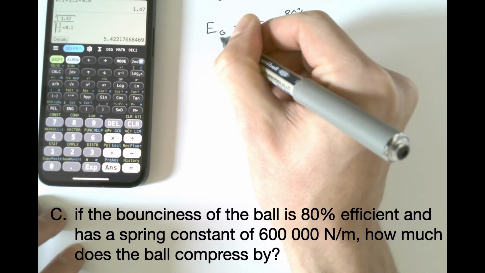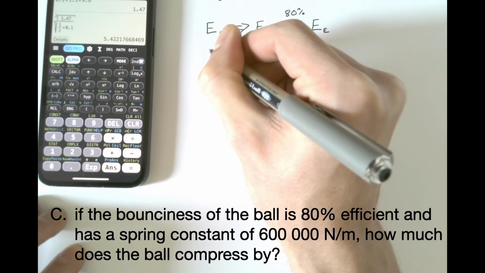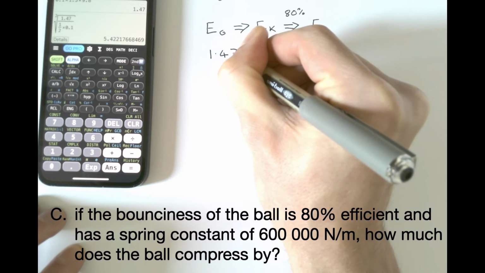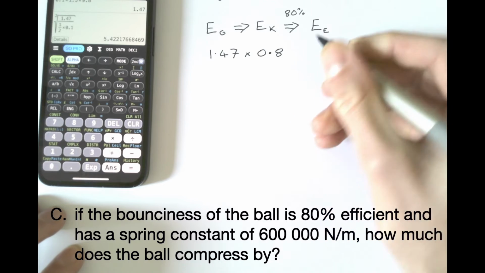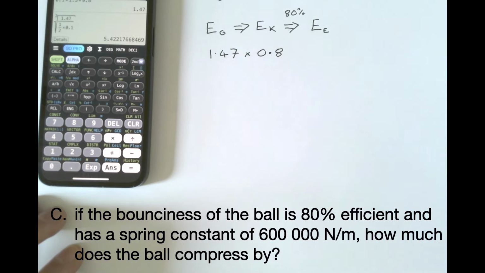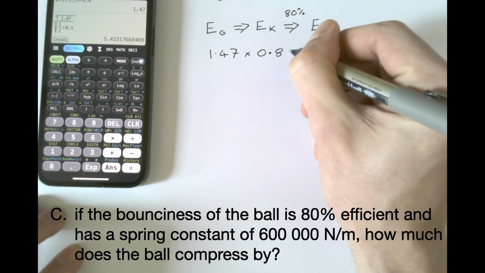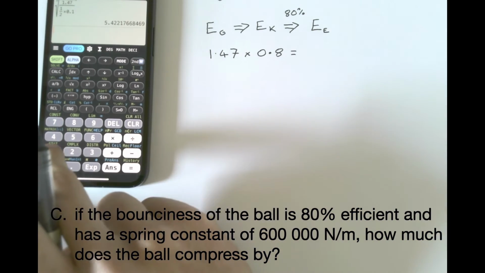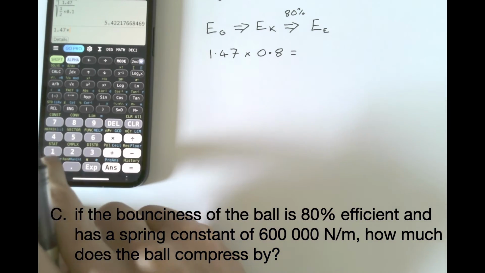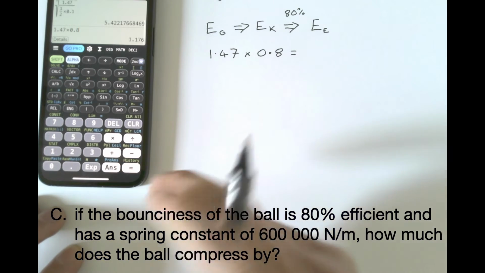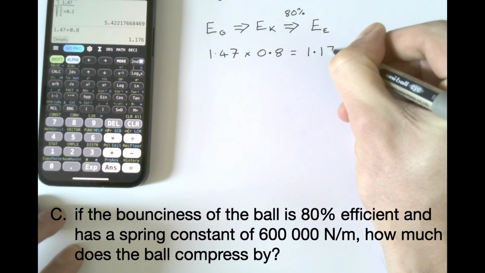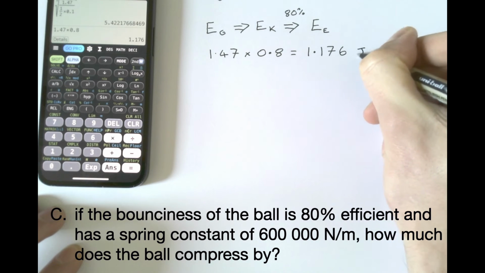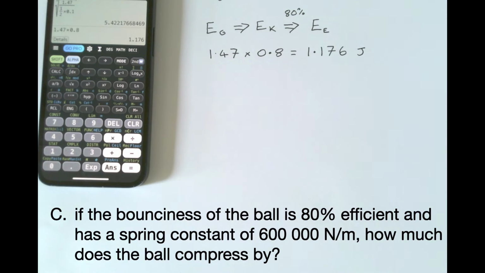Well, the amount of gravitational and kinetic energy we had was 1.47. So 80% of that is just times by 0.8. If you want to turn a percentage into a decimal, you divide it by 100. So 1.47 multiplied by 0.8, 1.176. I'm just going to leave it like that for now. 1.176 joules. So that's how much elastic potential energy gets stored in the ball as it squashes.